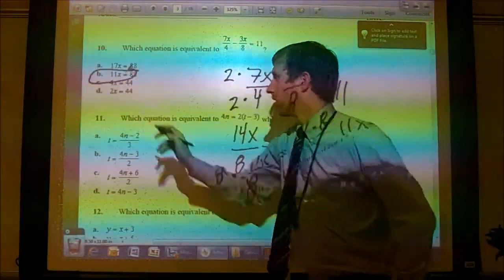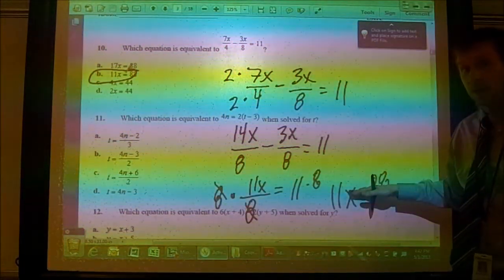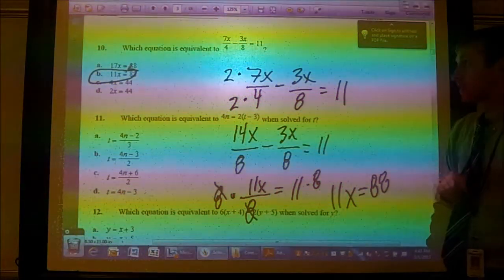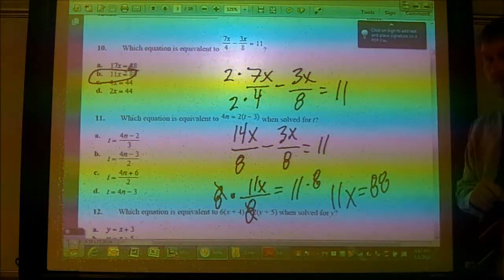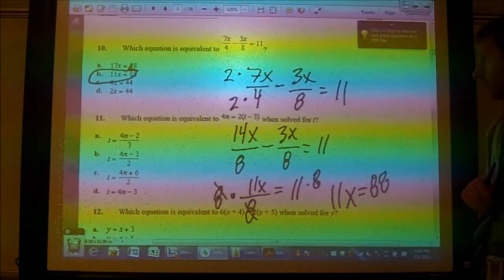B is our answer. If they asked you to solve for x, your last step would be to divide by 11, but we can stop there. They ask which equation is equivalent to that. So we can go ahead and stop there for number 10.